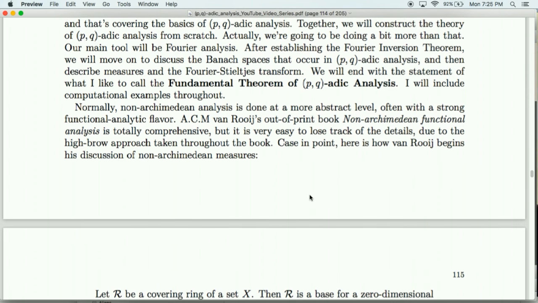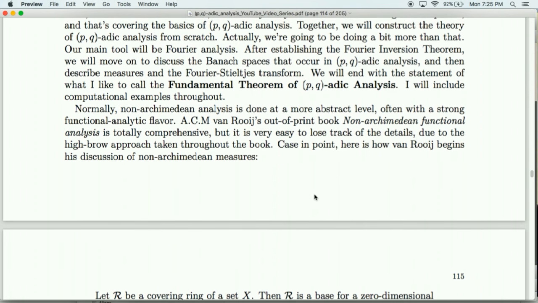Normally, non-Archimedean analysis is done at a really, really abstract level, often with a strong functional analysis flavor. So this is specifically what some would call soft analysis. Hard analysis is when you do things with epsilons and deltas and specify all of the limits and details, whereas soft analysis is when you use the language of topology and algebra to conceal all of those details, like talking about how such and such a map is an isomorphism of Banach algebras. That would be an example of a soft analysis approach.